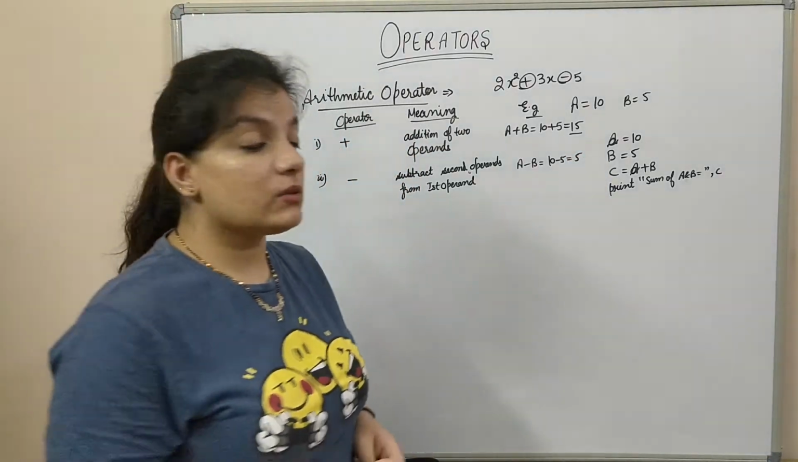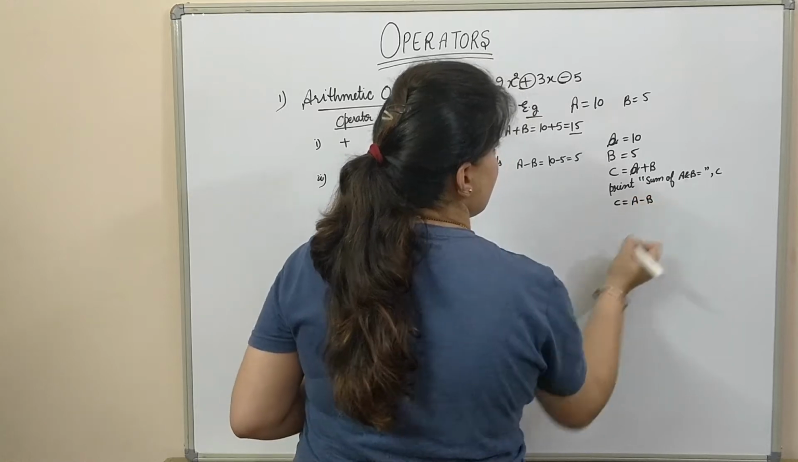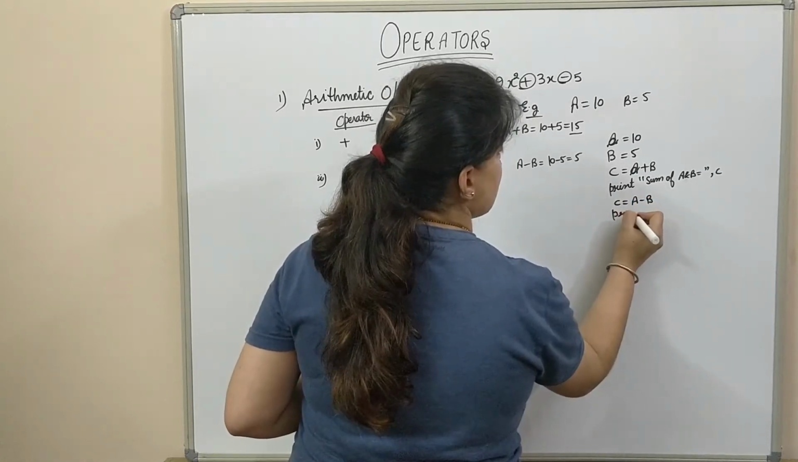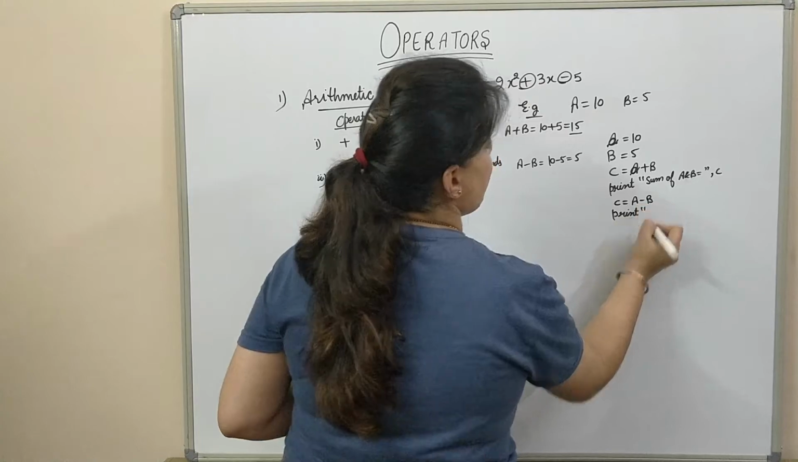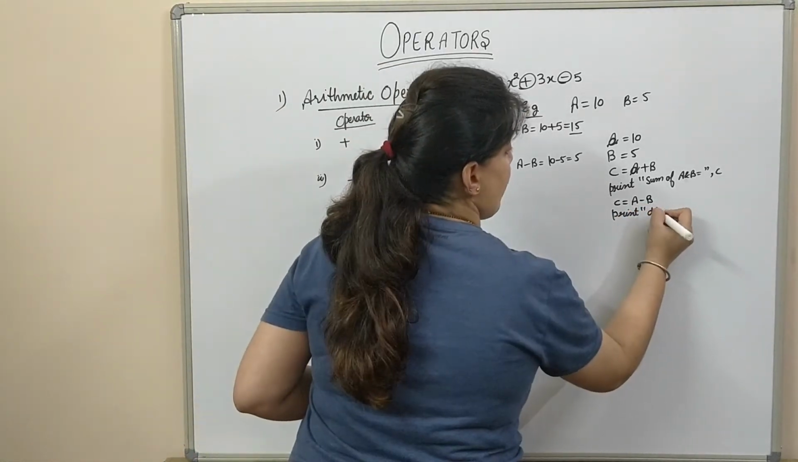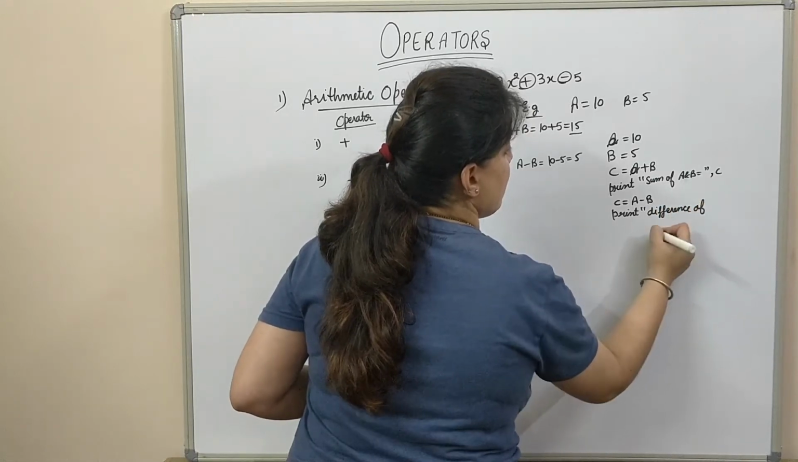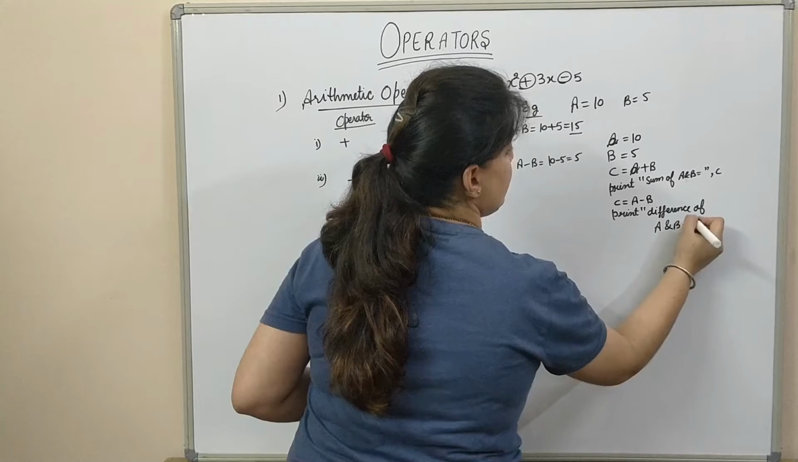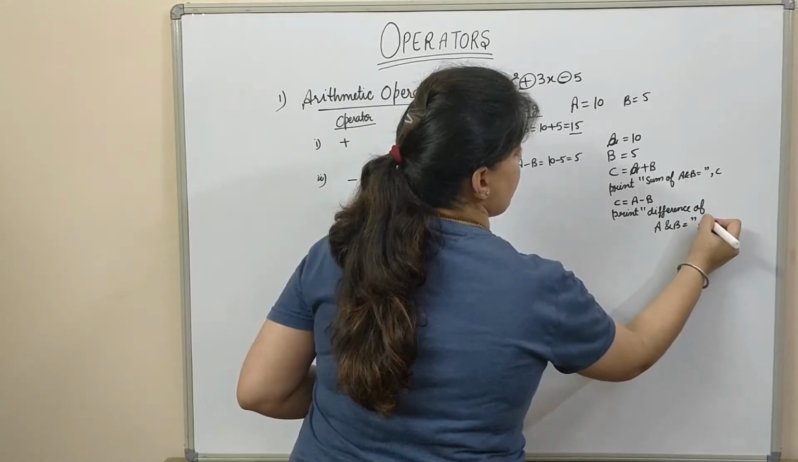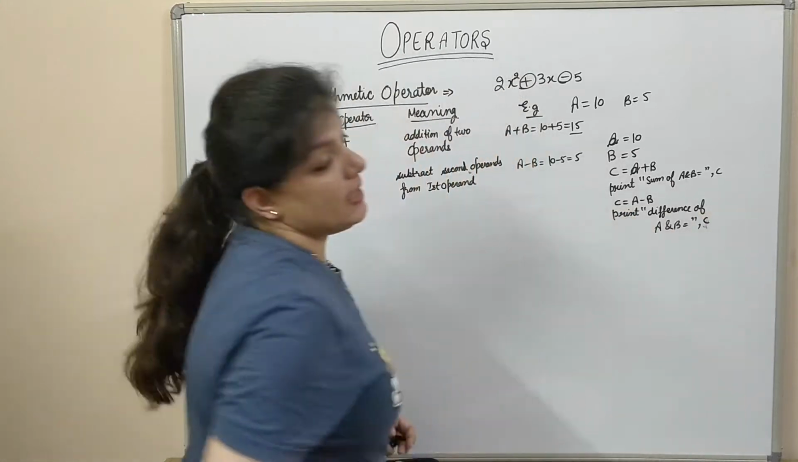How will we write the code in Python? c = a - b, then print. Now what do you want to print? The subtraction or difference. So the difference of a and b is equal to 5, or c. Why? Because it is stored in c.